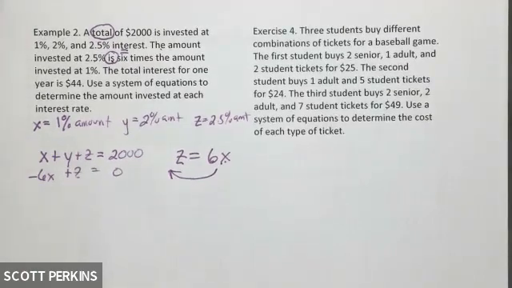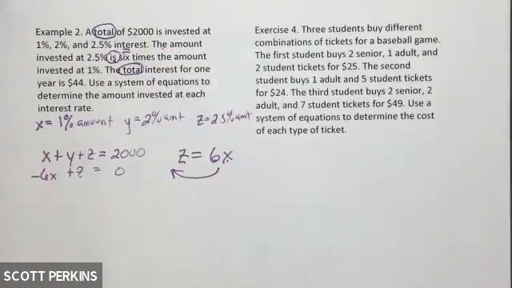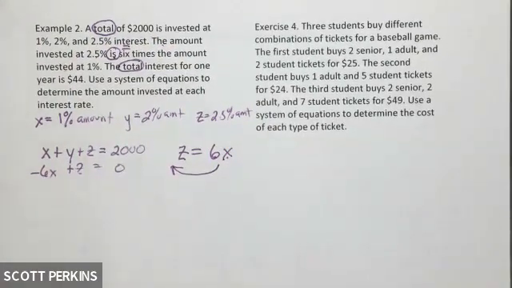And I think the third equation is probably the hardest one. Again, we have the word total, this time the total interest. Does anyone remember how to calculate simple interest? What do I do?